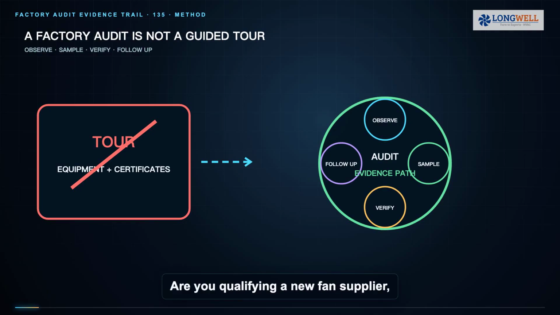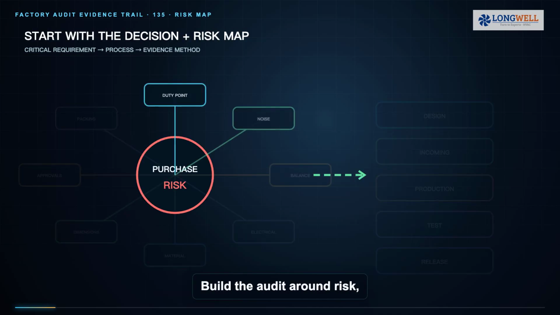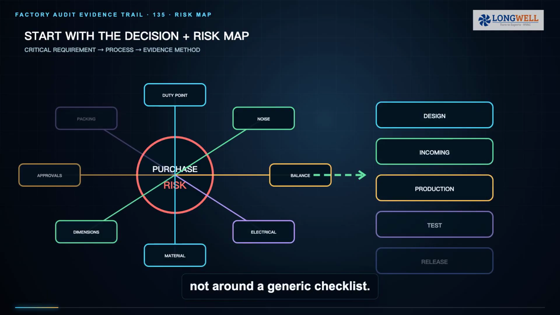Are you qualifying a new fan supplier, approving a new product family, investigating a recurring defect, or checking readiness for volume production? The answer determines the scope, the people, and the evidence you need. Build the audit around risk, not around a generic checklist.